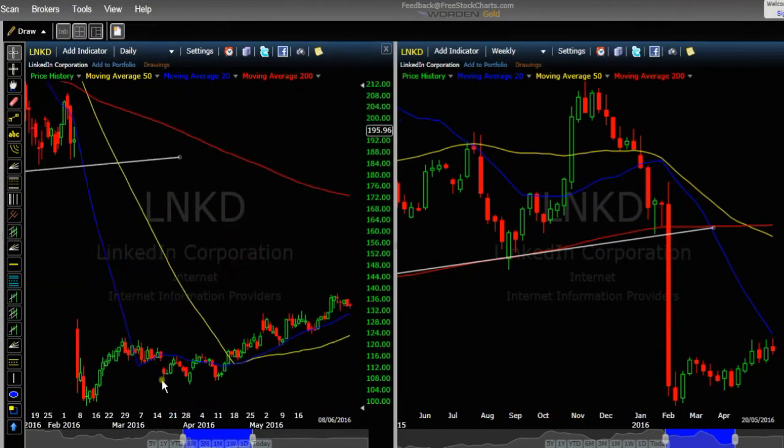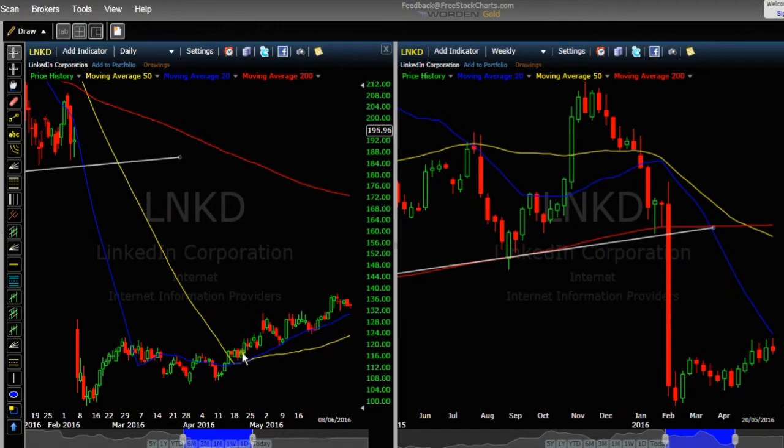Right. This is something we call a bull flag. You can see we have a nice band of consolidation sideways. LinkedIn, let me just go back. February 2016, LinkedIn was up here around $200. The stock dropped in February on bad earnings and came down significantly, dropping almost over 50%.